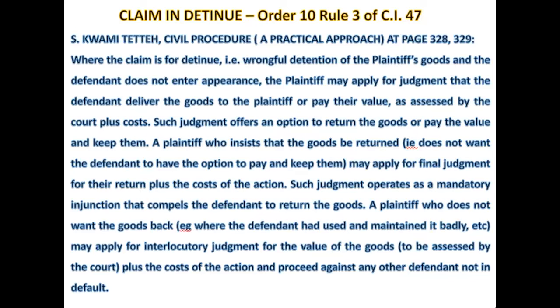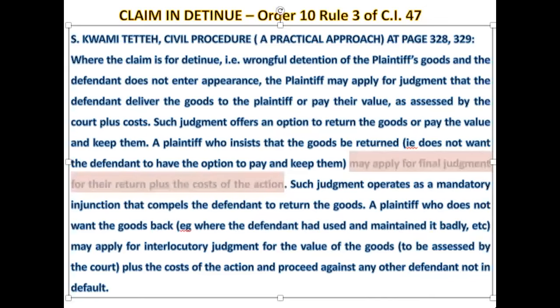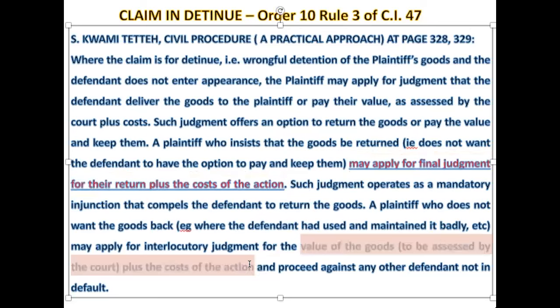A plaintiff who insists that the goods must be returned, i.e., does not want the defendant to have the option to pay and keep them, may apply for final judgment for their return plus costs of the action. Such judgment operates as a mandatory injunction and compels the defendant to return the goods. A plaintiff who does not want the goods back, for example, where the defendant has used and maintained it badly, may apply for interlocutory judgment for the value of the goods to be assessed by the court, plus costs of the action.